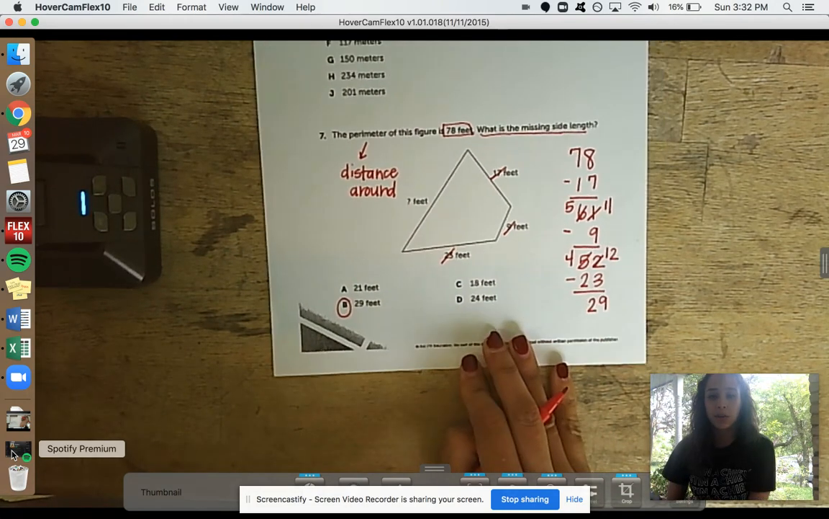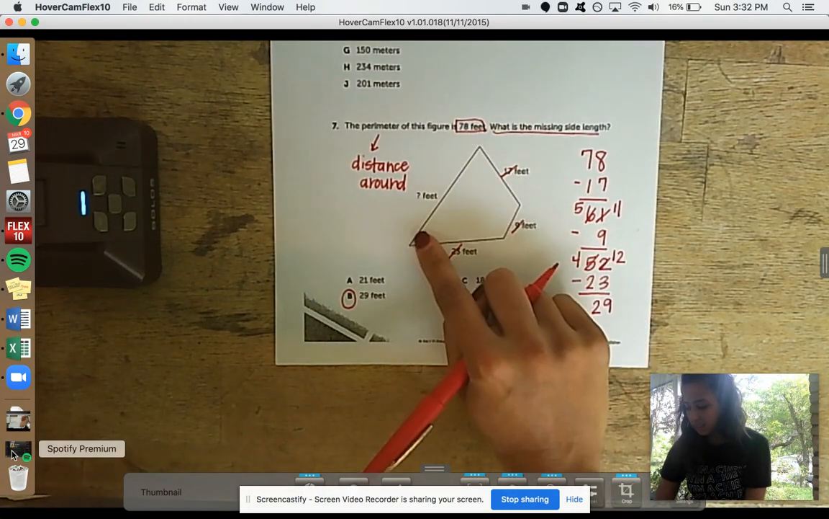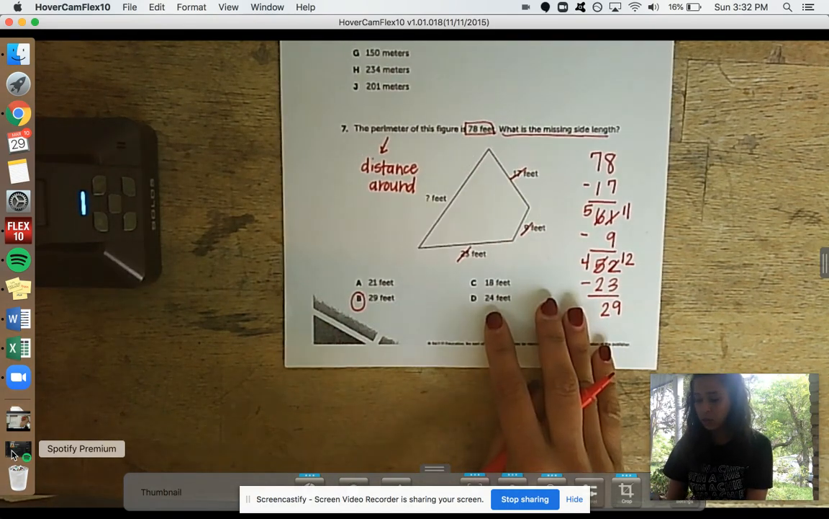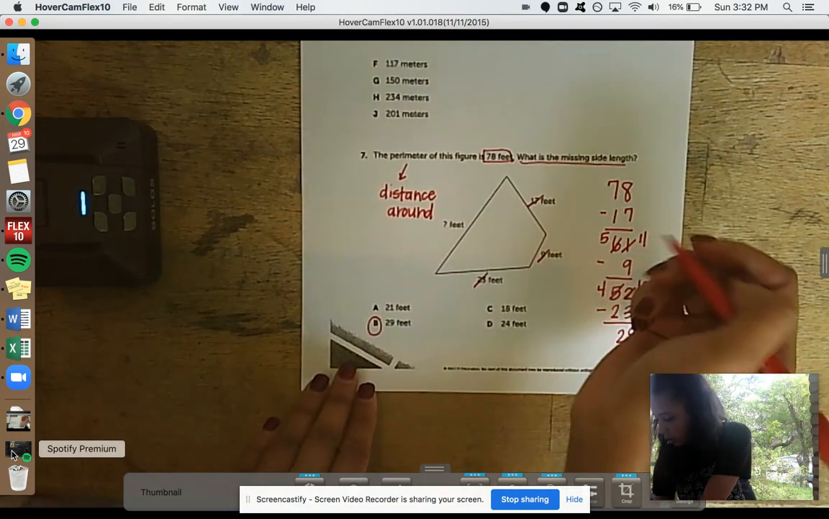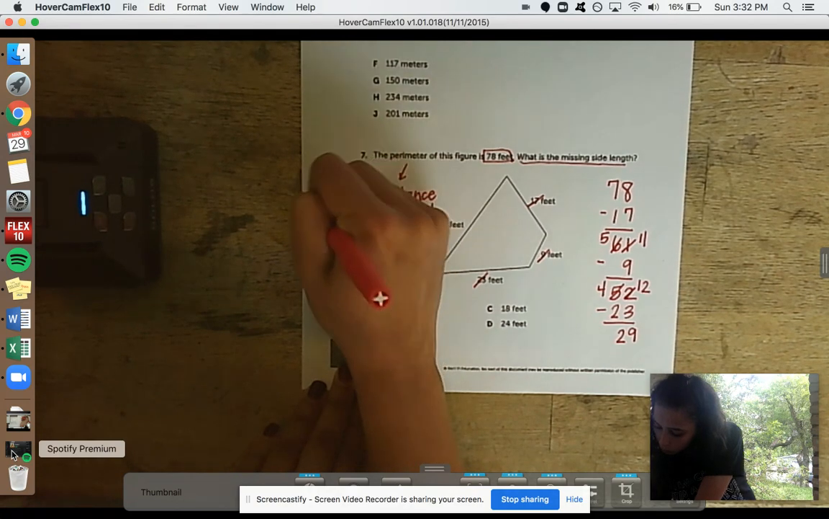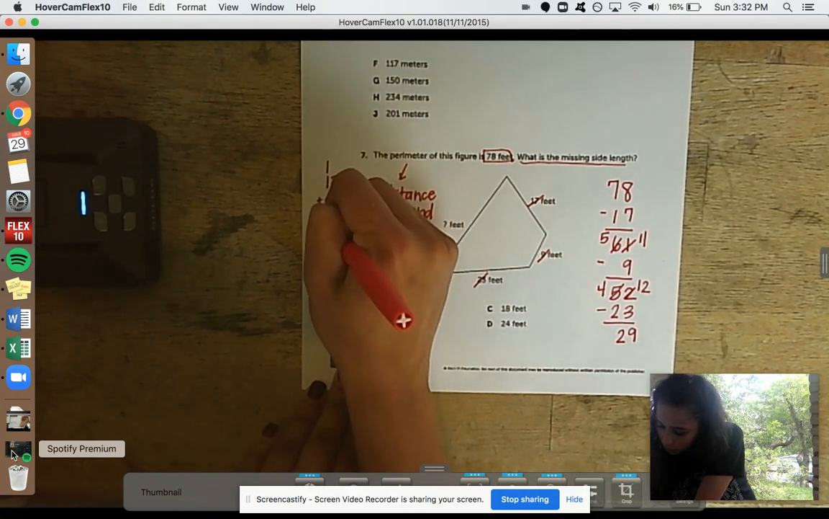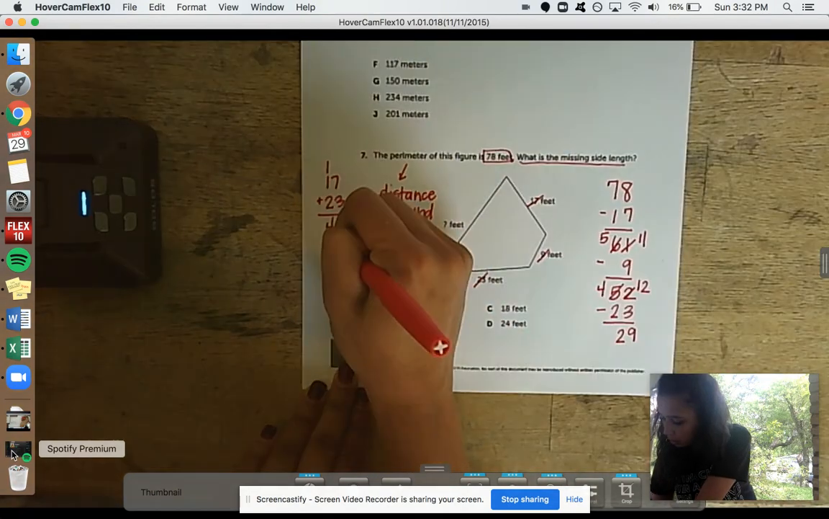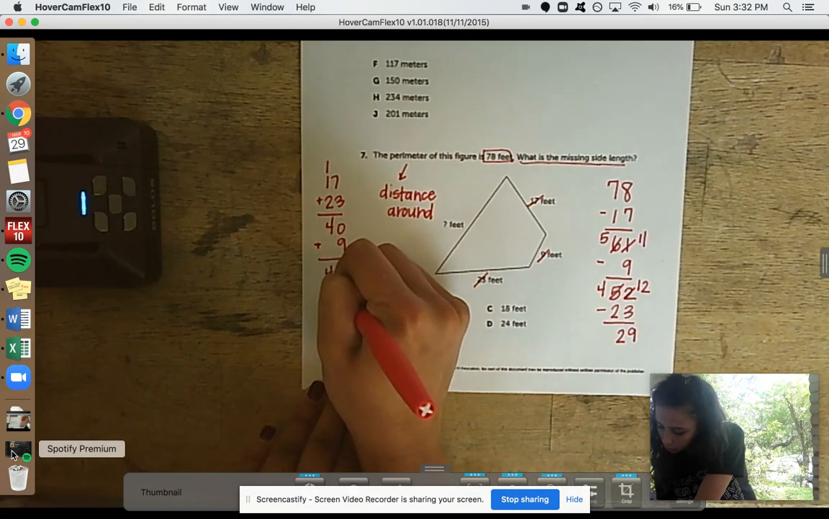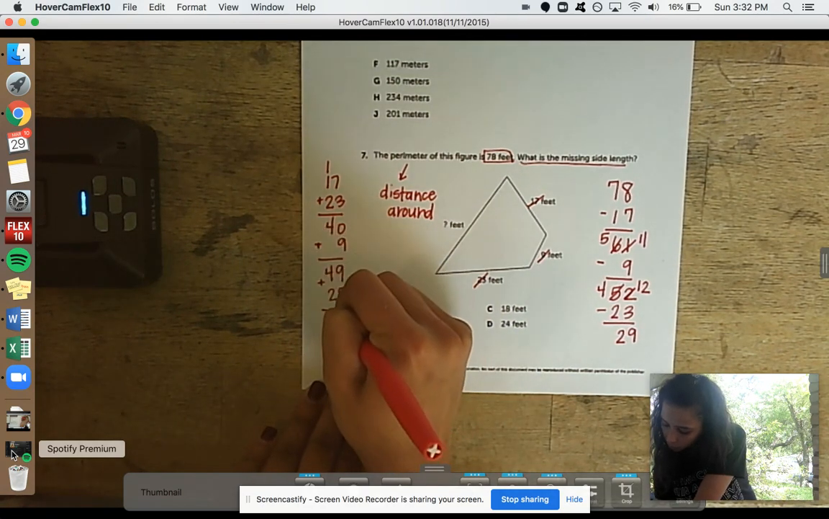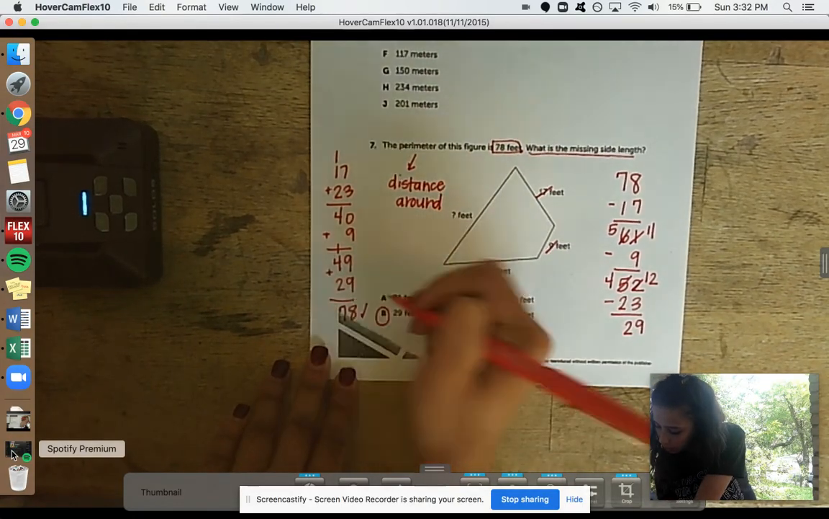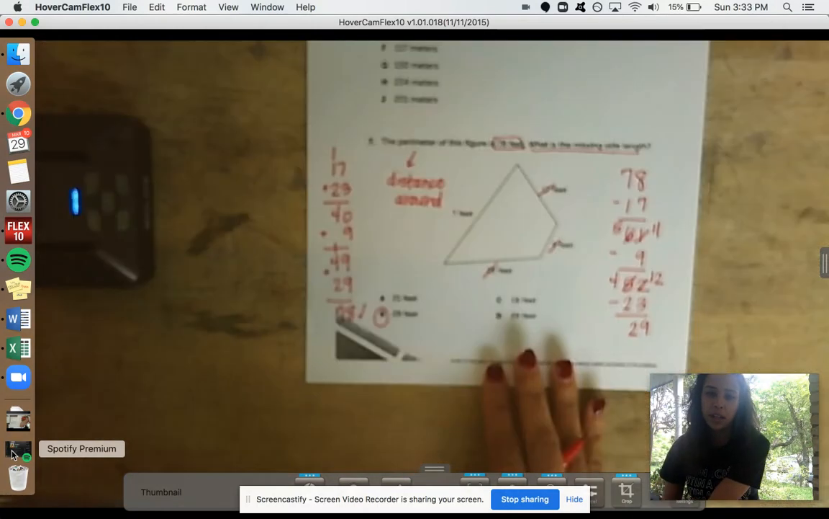Now, if we're correct, we can check our work by adding all of these side lengths with 29. If we got the right answer, all of those should add up to the total of 78. Let's go ahead and check. So we have 17 plus 23, 40. We have 40 plus 9, leaves me 49. Then I need to add the 29. 9 plus 9 is 18. Carry my 1. That's 6 plus 1 more is 7, 78, which matches the total perimeter given in the question.